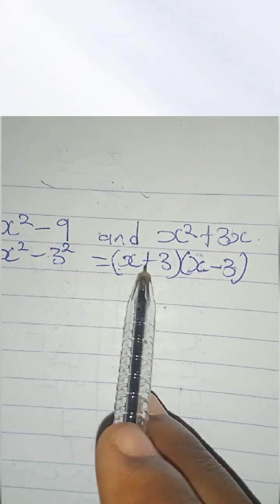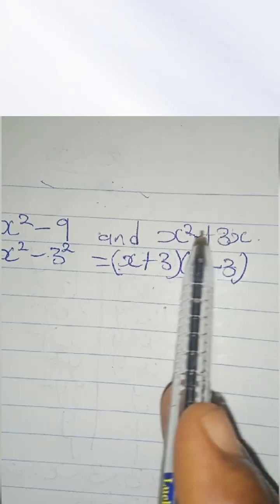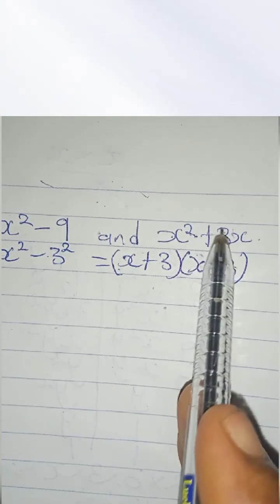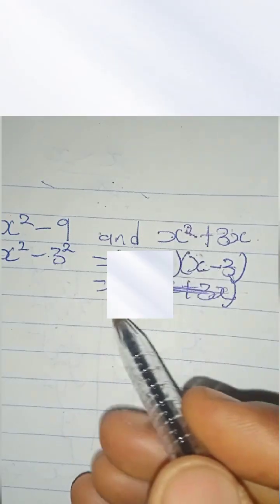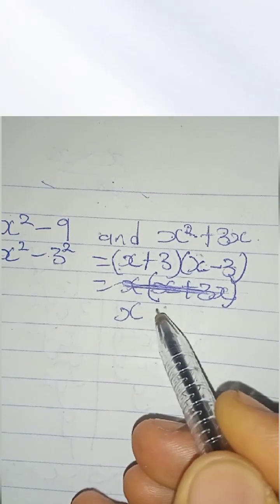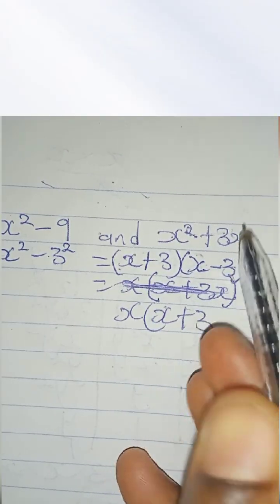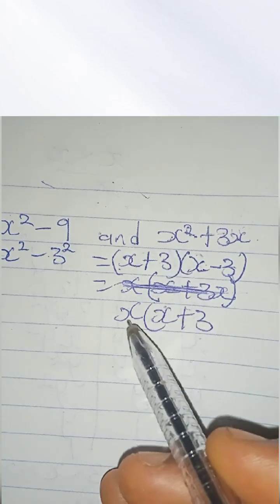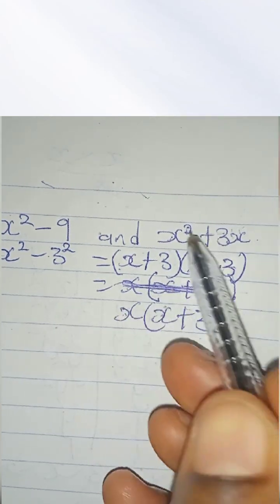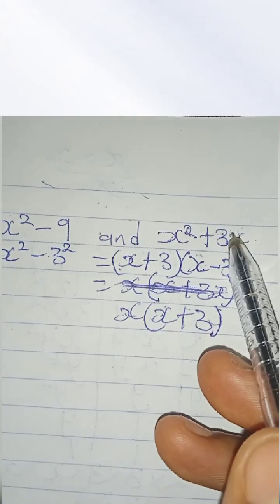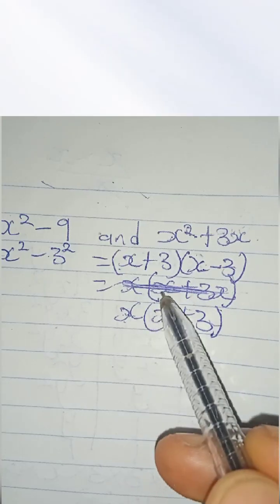So s plus 3, s minus 3, that is for this one. And remember now, let me factorize this one. s squared plus 3s, I'll bring one s out in bracket s plus 3, because both terms have one s in common. If I multiply it, s times s will give me s squared, s times 3 will give me 3s.